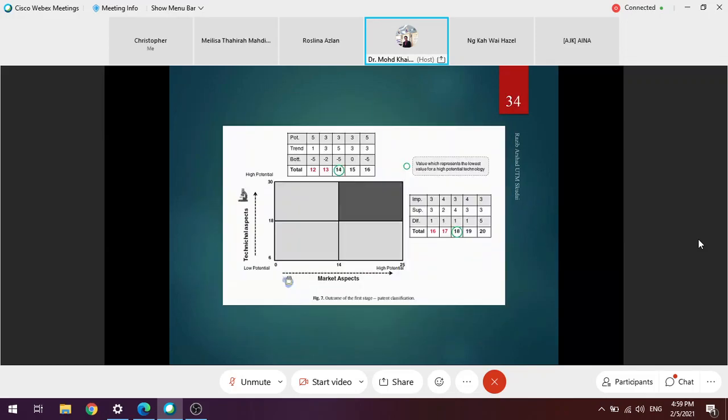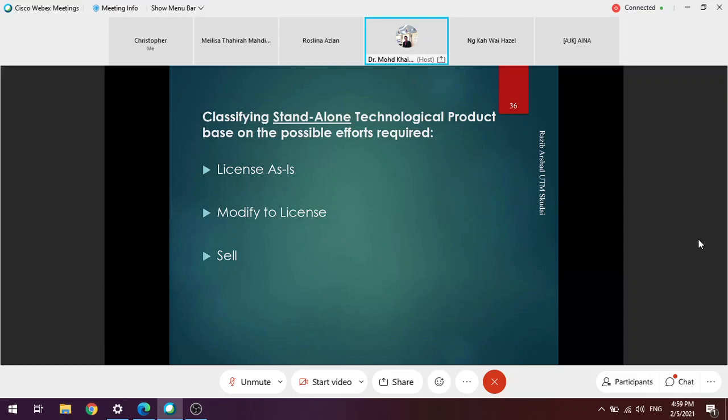Okay, do the mapping before you move to classifying standalone technological product based on the possible efforts required. Either you want to go for license as is because you understand that the condition of the transferee is basically they have all of the required necessary technologies. So you don't have to do anything else. And we are going to give it within the same country, Malaysia, in a district that is very general, not related to the military, not related to the healthcare and so on.